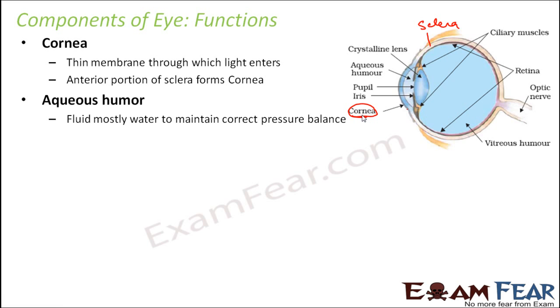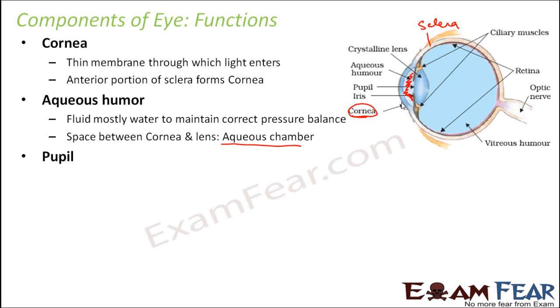Aqueous humor is the fluid, mostly water, to maintain the correct pressure balance. The water-like fluid which is present in the space between the cornea and the lens is known as aqueous humor, and it helps to maintain the correct pressure balance. So you need some water there so that the right balance can be maintained. And this space where aqueous humor is present is known as the aqueous chamber. Basically this is the space between the cornea and the lens. This entire place is the aqueous chamber, and the fluid is aqueous humor.